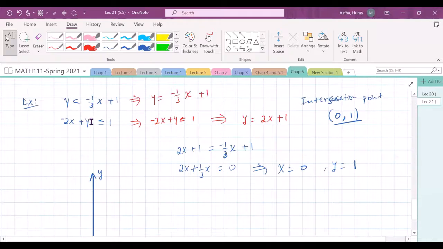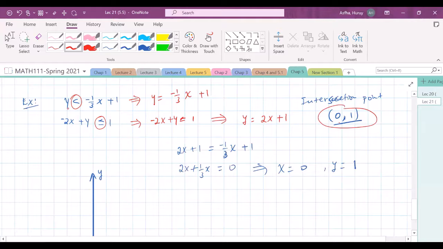As you can see here, one of them is strict, the other one is not. And this point belongs to both of them. I mean the intersection, they meet at this point. So this point is not a solution to this inequality, but it is a solution to this inequality.